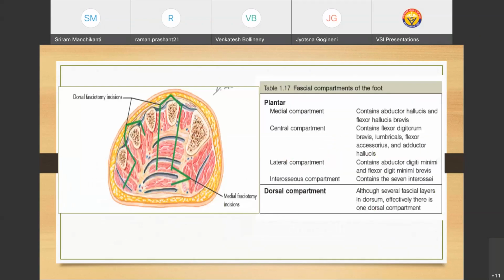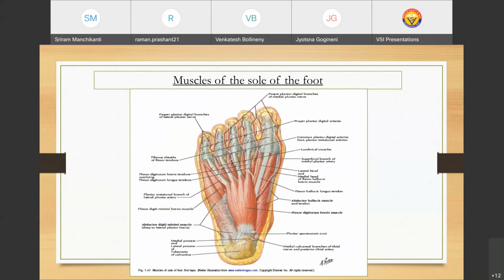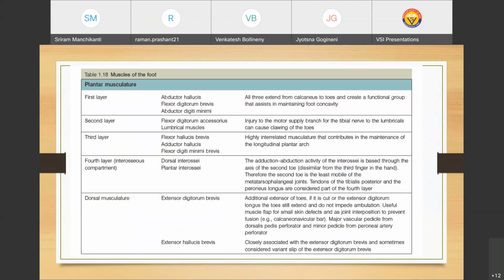So there are multiple fasciotomy approaches to these compartments: plantar, which has 4, and dorsal, which has 2 compartments. And muscles of the foot are mainly divided into the 4 layers. Their important role is to not only ensure there's an adequate stability, but also help in the movement of the toes. Mainly they are the flexor compartment. So the 4 layers are as follows, and the dorsal musculature of the extensor compartment is present.